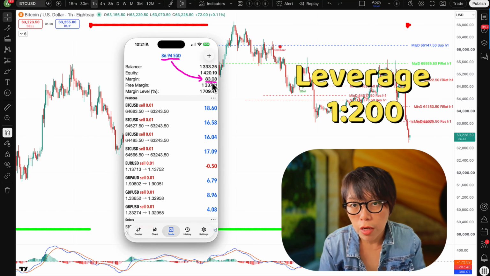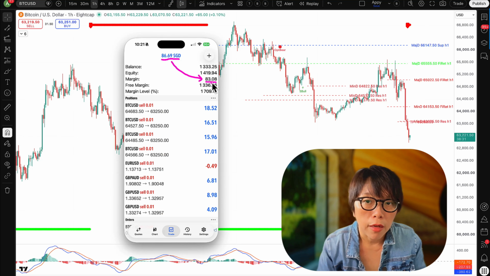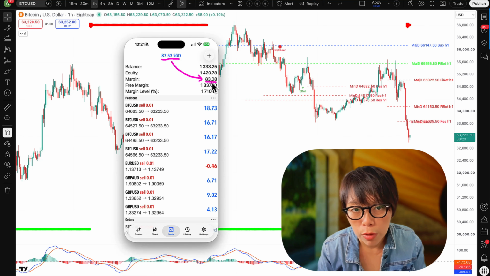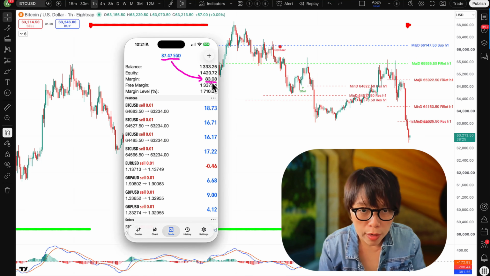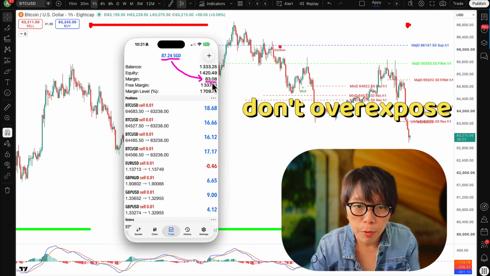I do not use higher leverage, although the leverage can go as high as 1:1,000 or 1:500, but I always keep to either 1:100 or 1:200. I don't overexpose it.